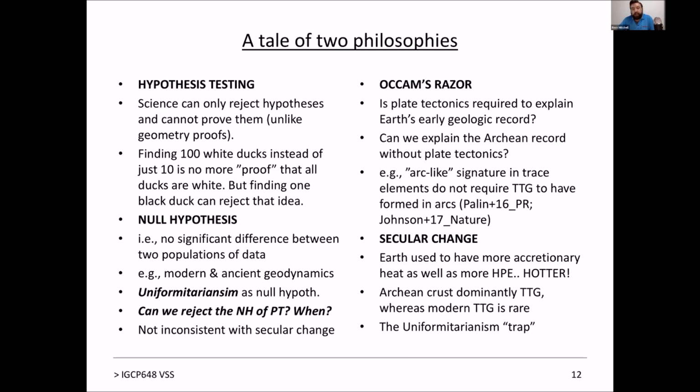Uniformitarianism, which everyone knows, says the present is the key to the past. Uniformitarianism is a great null hypothesis, and it's exactly that: there's no significant difference between modern and ancient geodynamics. And so the question then becomes, from this approach, can we reject the null hypothesis of plate tectonics? And if so, at what age?